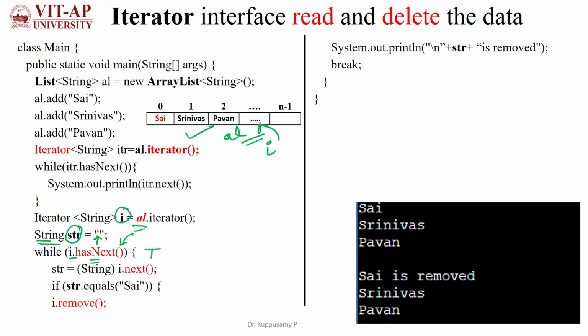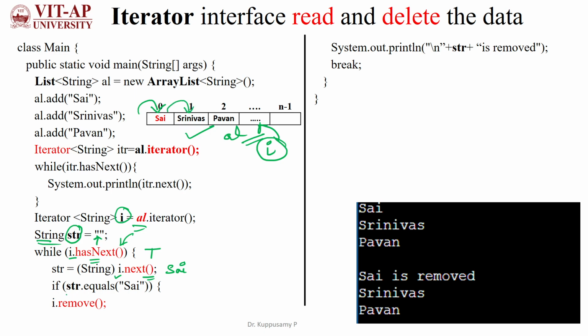Inside that, I am returning the value, I is having the value Sai. You look at that, I has the current cursor denoting Sai, the first index. Then it is moving to the next one, returning the value as of this position. The string is having the value Sai. Then control is moving to the next element.